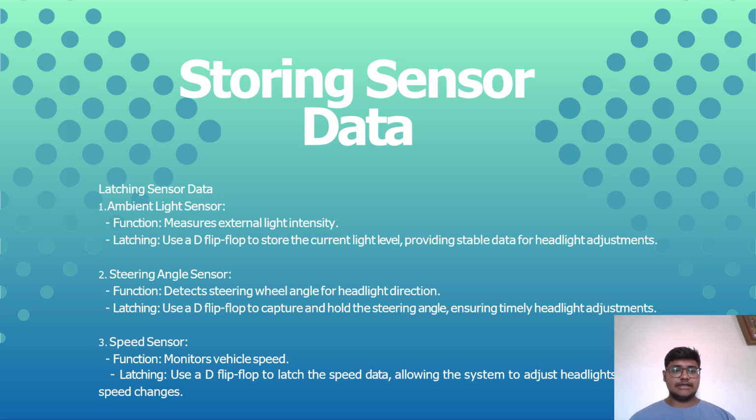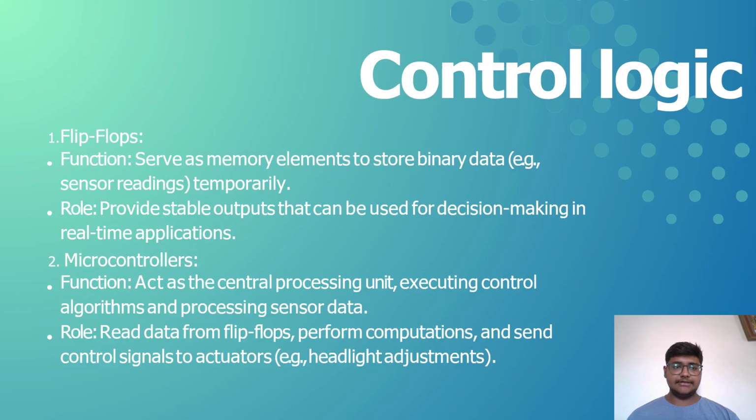Storing of sensor data. Latching sensor data consists of latching the ambient light sensor data, steering angle sensor data, and speed sensor data. The main function of this is to store the external light intensity, detect the steering wheel angle for headlight direction, and store and monitor the vehicle speed.